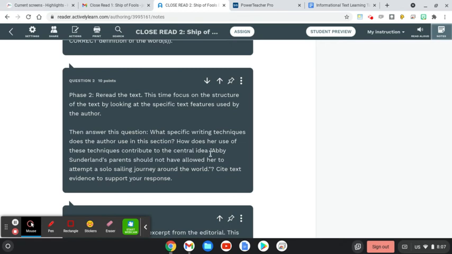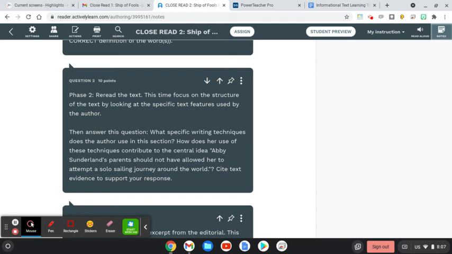Now, remember, we have determined the central idea, and the central idea of this piece is that Abby Sunderland's parents should not have allowed her to attempt a solo sailing journey around the world. And then you need to cite evidence to support this, the techniques that you notice that you think really do help support her central idea.